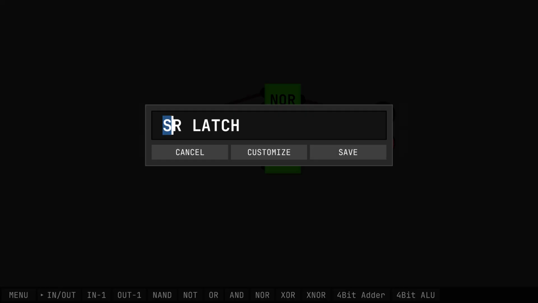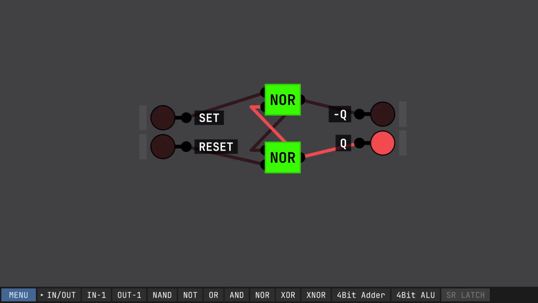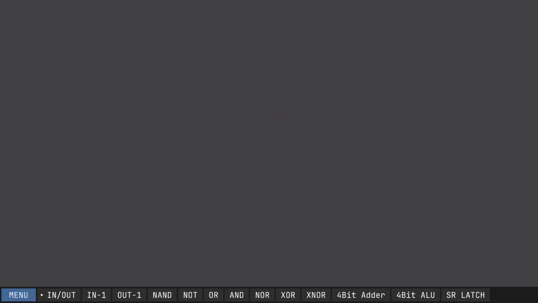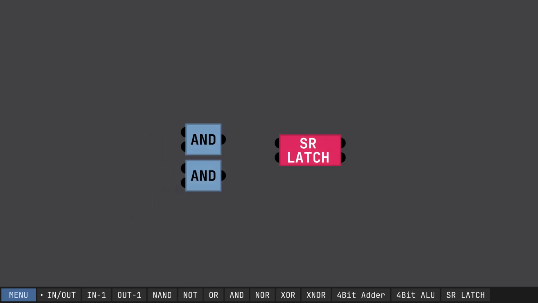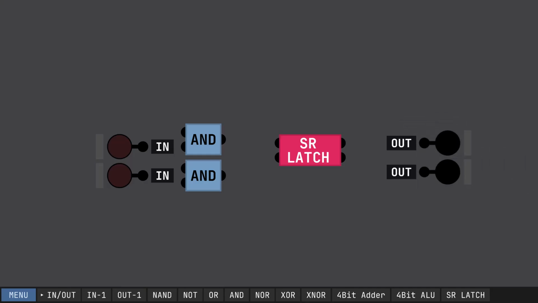By the way, SR stands for set reset. Okay, the second one is a D latch, where the D stands for data. As in its name, it's used mainly for storing and keeping data in one place without it getting corrupted. To make a D latch, first we need an SR latch, two AND gates, two inputs, and two outputs.